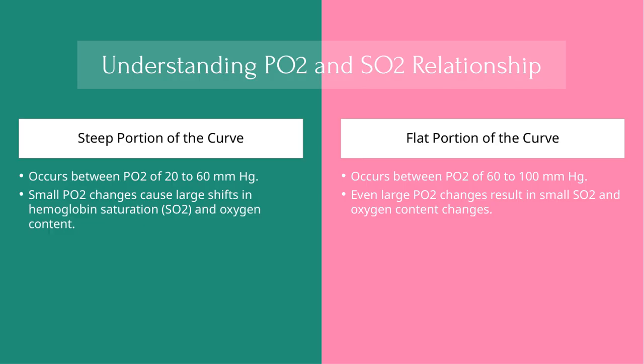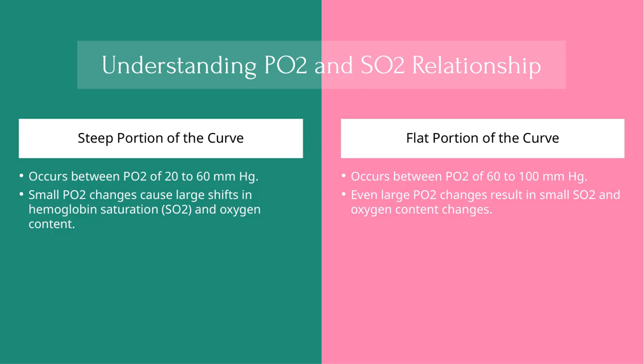On the other hand, when PO2 rises between 60 and 100 mmHg, we enter the flat portion of the curve. Here, even large increases or decreases in PO2 lead to only minor changes in SO2 and oxygen content. This is significant because it indicates that under normal arterial oxygen levels, hemoglobin is almost fully saturated, and not much oxygen is released with small fluctuations. Understanding this relationship between PO2 and SO2 helps us appreciate how our body adapts oxygen delivery during different physiological states.